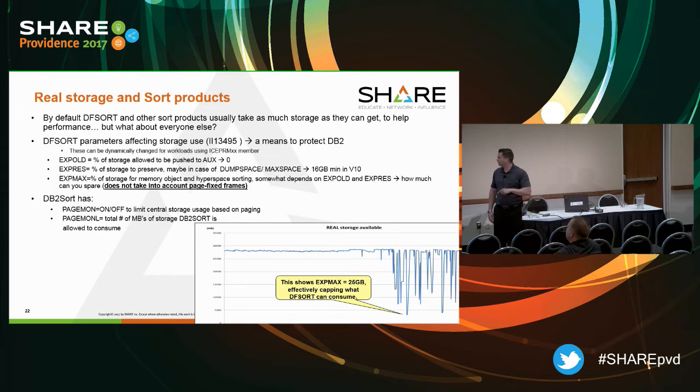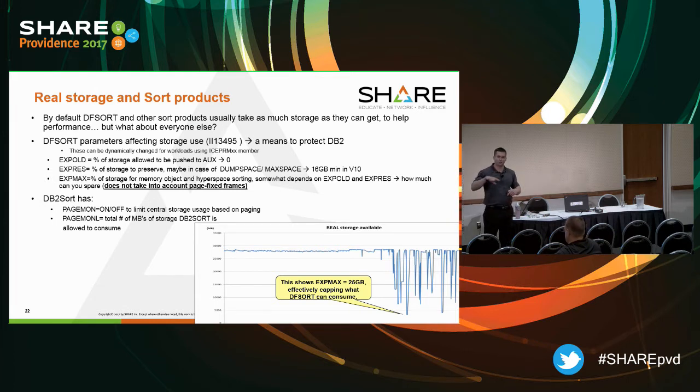So there are pretty good ways to go through this, but the key to getting down to the root of the problem is to find out who took all the storage and who paged who out. Generally speaking, a utility is an easy target, or the first one we guess about. So how do we control that? Well, aside from not scheduling it at the wrong times, there are ways you can control things like, for instance, DFSORT. The key one I'll talk about here is EXPOLD. That's the percentage of storage you allow it to steal from the rest of the LPAR.